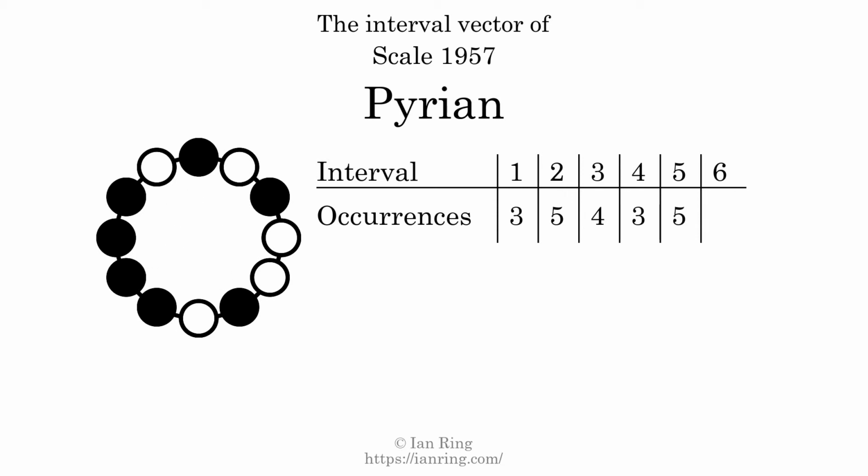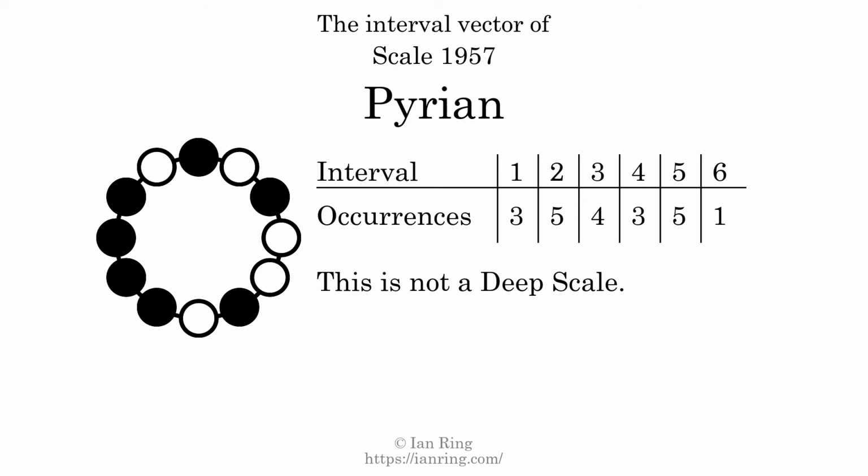There are 5 intervals with the size of 5 semitones. They are here, here, here, here, and here. There is 1 interval with a size of 6 semitones. It is here. Each interval does not appear in this scale a unique number of times, so this is not a deep scale.